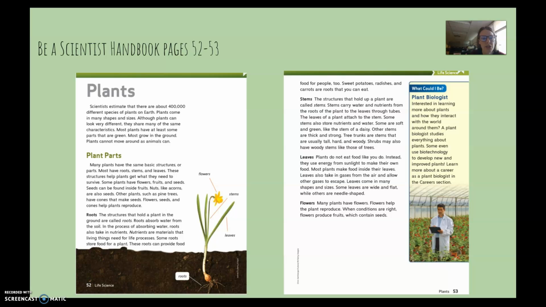Roots. The structures that hold a plant in the ground are called roots. Roots absorb water from the soil. In the process of absorbing water, roots also take in nutrients. Nutrients are materials that living things need for life processes. Some roots store food for a plant. These roots can provide food for people too. Sweet potatoes, radishes, and carrots are roots that you can eat.